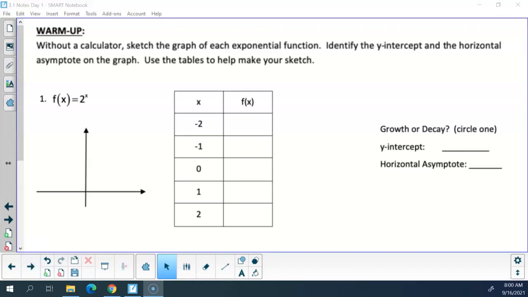There it is. So, without a calculator, sketch the graph of each of these exponential functions. Identify the y-intercept and the horizontal asymptote for the graph. Use the table to help make your sketch. Let's do that. So our first function is f of x equals 2 to the x power.